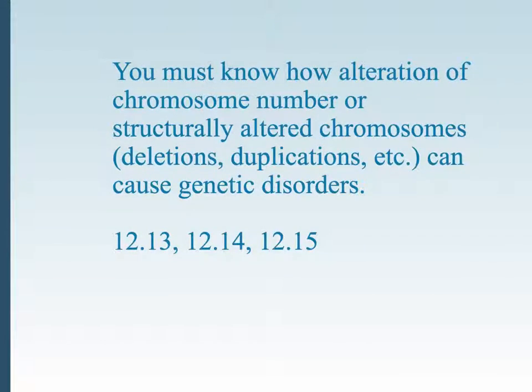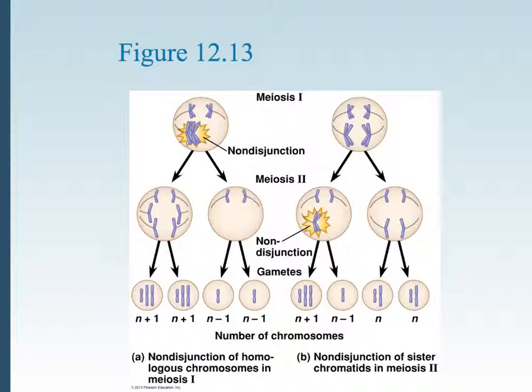You have to know how the alteration of chromosome number or structurally altered chromosomes can cause genetic disorders. All right, so we looked at some non-disjunction diagrams in class, and we just talked about non-disjunction meaning the chromosomes aren't splitting up the way they're supposed to. That can either be in meiosis 1, where we're supposed to divide up our homologous pairs, or it could be in meiosis 2, where we're not splitting up our sister chromatids.